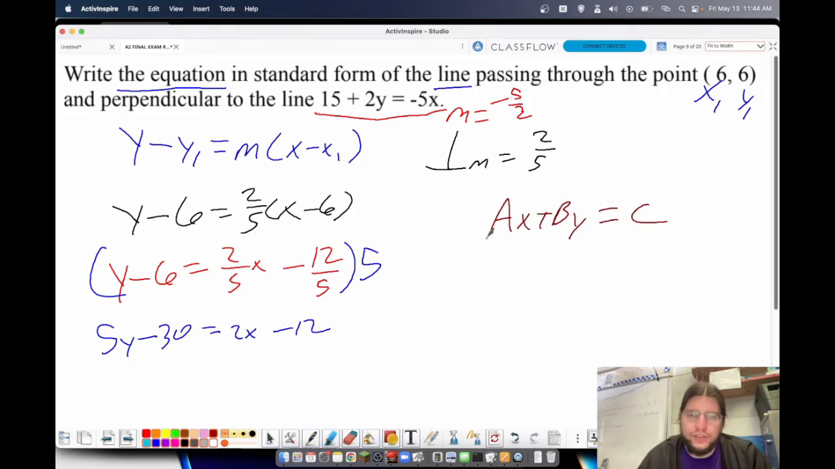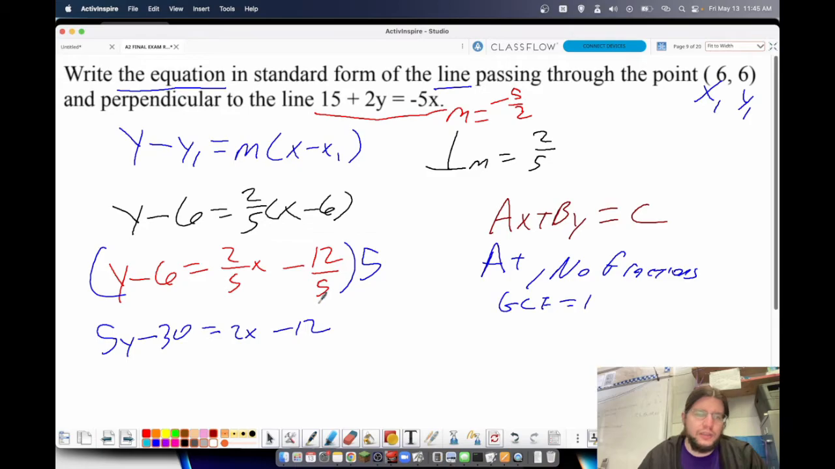We need to get it into ax plus by equals c. A has to be positive. No fractions. And our GCF has to be 1. So I have to divide through any common factors we may have, which I don't think we're going to have any because that's a 5 and that's a 2.